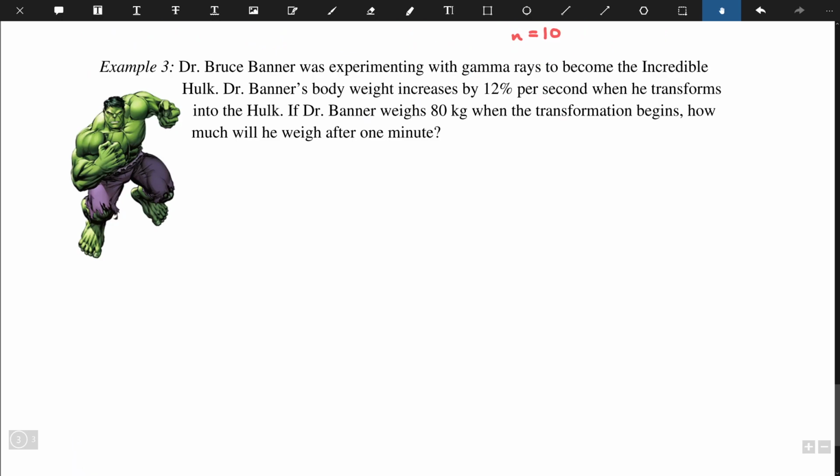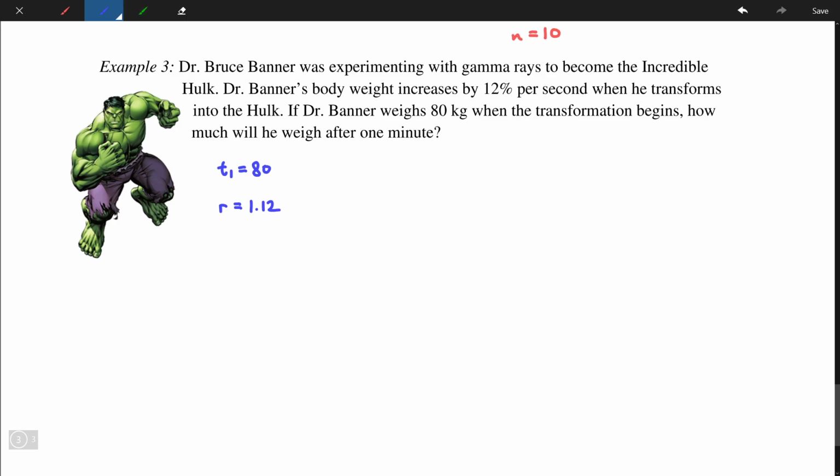Example 3, let's see. Dr. Banner is exposed to gamma rays to become the Hulk. Body weight increased by 12% per second when he transforms into the Hulk. Dr. Banner weighs 80 kilograms when the transformation begins. How much does he weigh after 1 minute? All right, so we know that the first term is 80. And the ratio, common ratio, is 1.12.